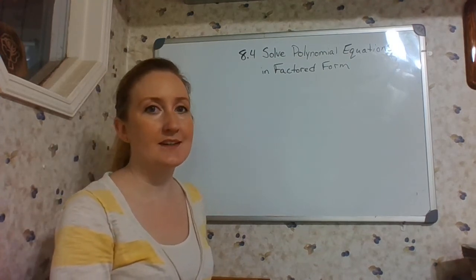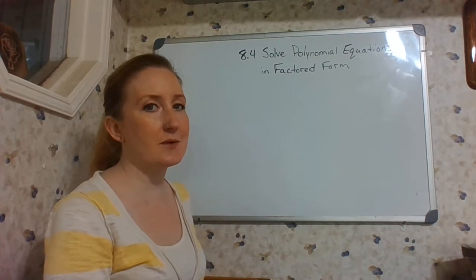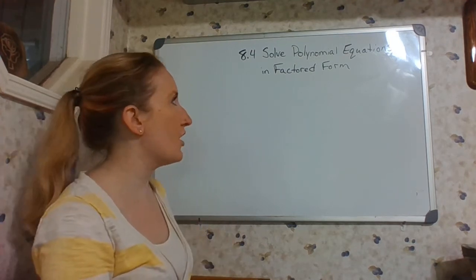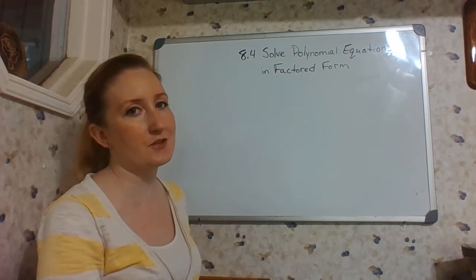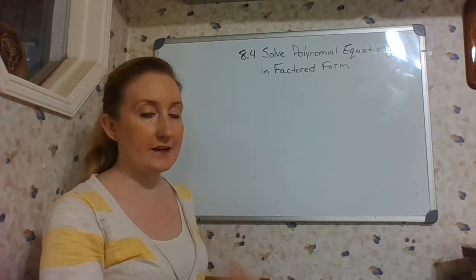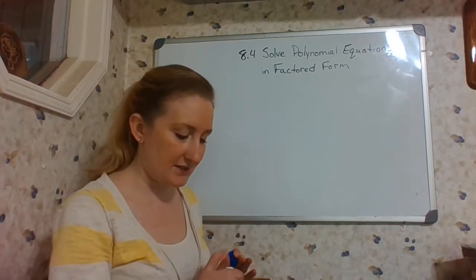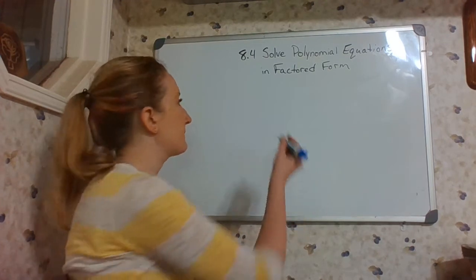So today we're going to be doing 8.4, which is solve polynomial equations in factored form. So the very first thing we need to learn is the zero product property.